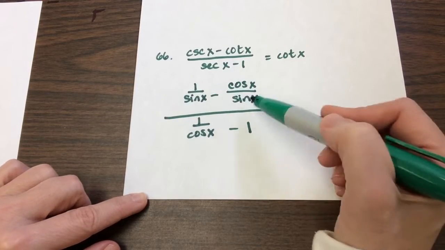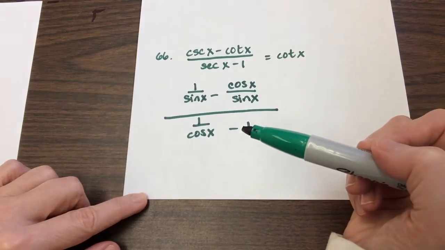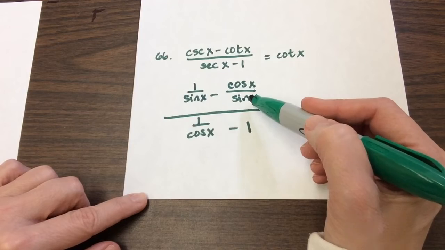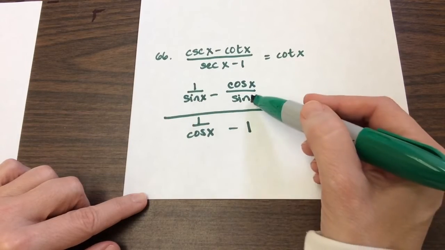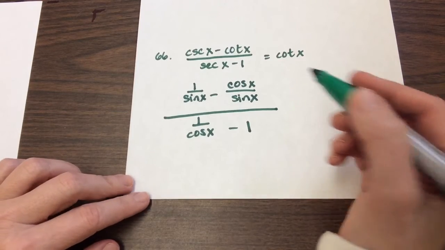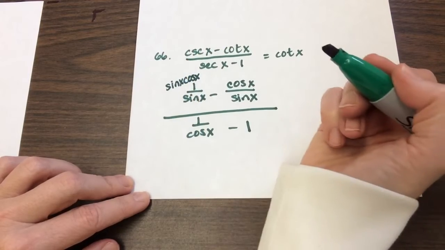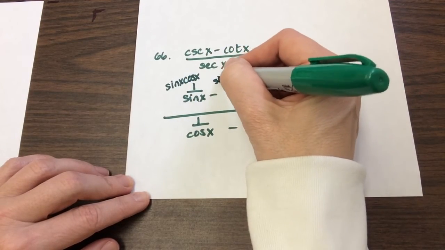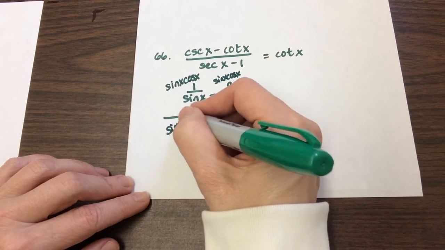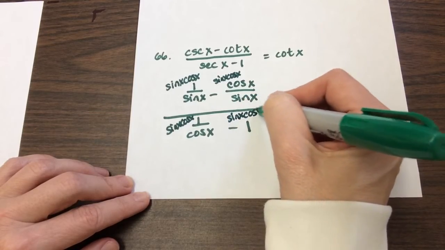So if I'm looking at all this, I'm going, you know what? My common denominator is going to be the sine of x times the cosine of x, because I've got the sine of x here and the cosine of x there. Alright, so let's multiply everything by the sine of x times the cosine of x.